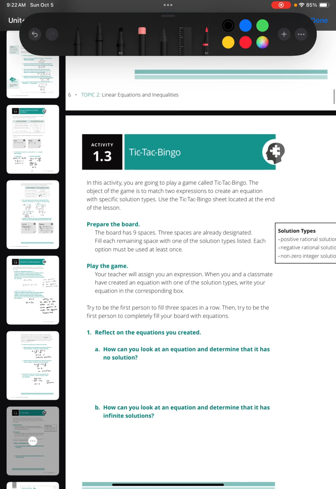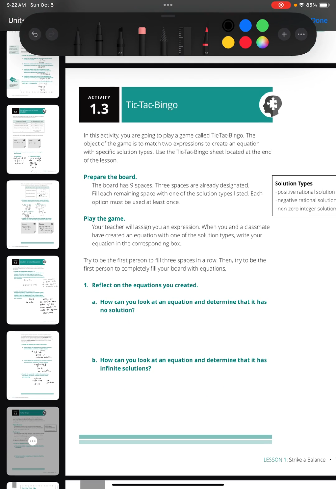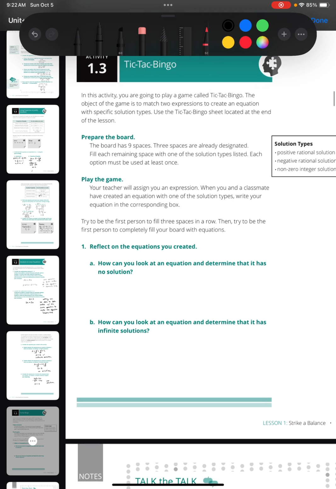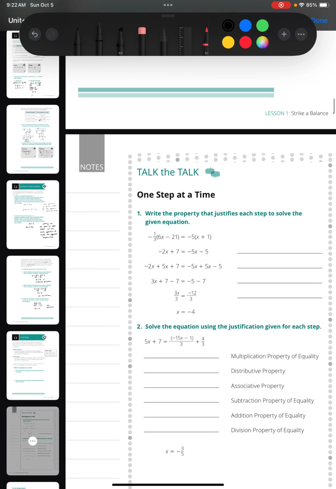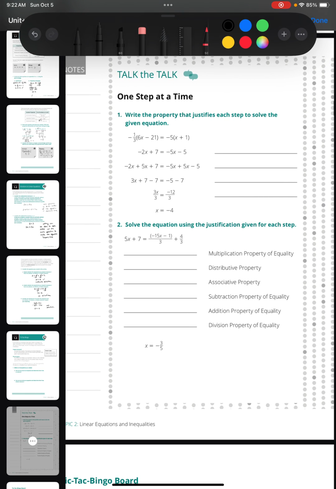All right, we're going to skip past activity 1.3. That's something we'll do in class, not something super easy to show you here digitally. And we're going to finish up just writing out the steps here in the talk activity at the end of the operations they use to solve this equation.